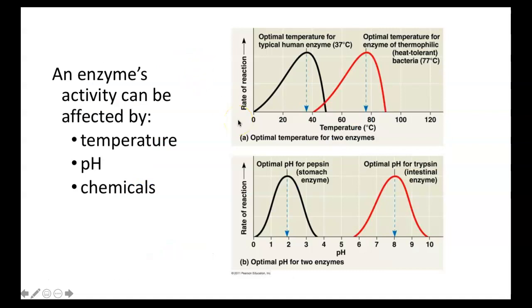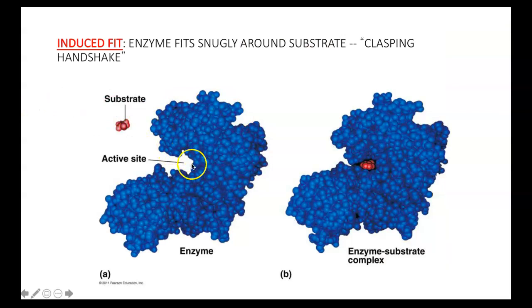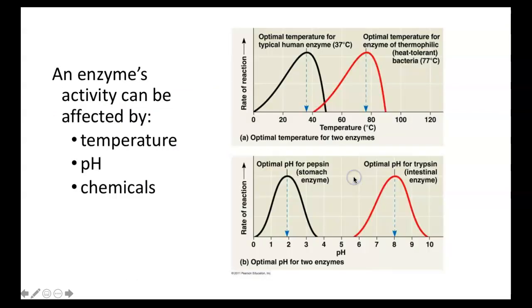I kind of switched gears here, and I wanted to talk about what things can affect an enzyme's activity. Temperature, pH, and chemicals can affect an enzyme's activity. That should sound familiar, because when we talked about proteins and protein folding, we listed these three things that can cause a protein to denature. Since an enzyme is a protein, these three things cause it to denature and lose activity, because if an enzyme is misfolded or denatured, the active site shape is going to change and the substrate won't be able to fit.